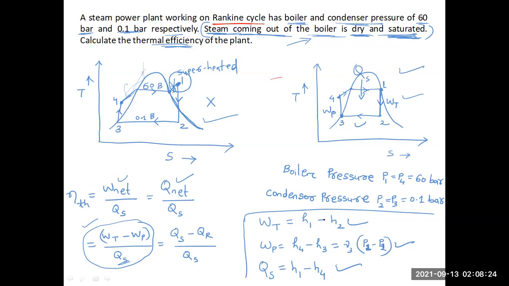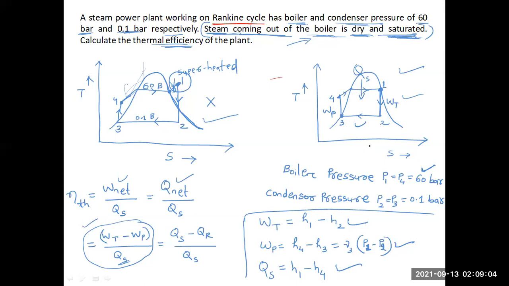So the first thing is H1. H1 means enthalpy at point 1. Now you can see where point 1 is. Here our point 1 is at this point. This point indicates dry saturated vapor. Already I have told you this line indicates the dry saturated vapor line. Point 1 is over this dry saturated line. So we have to find out what the pressure is over here. Here the boiler pressure is 60 bar. We have to find out at 60 bar what the dry saturated enthalpy is.